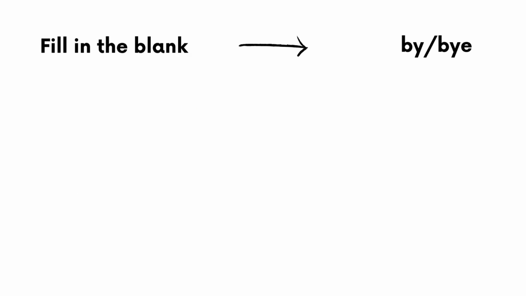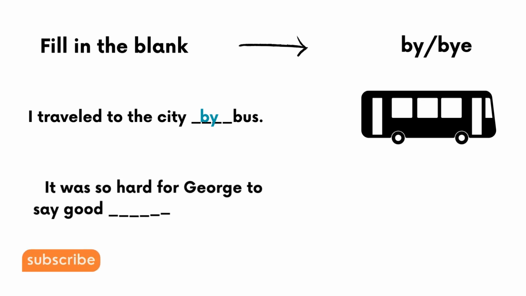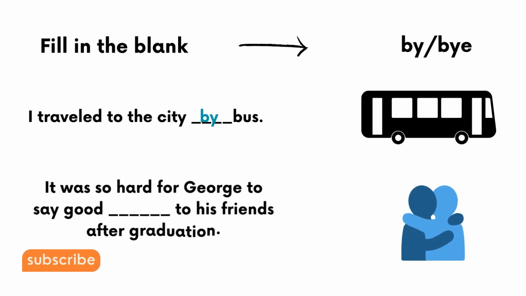Okay, folks, our last fill in the blank here is using the words by and bye. I traveled to the city by bus. I would use B-Y here to show the way that you got to the city. It was so hard for George to say goodbye to his friends after graduation. When you're saying goodbye, you'd use the word B-Y-E in English to signal that you're saying, see you later, adios, hasta la vista.